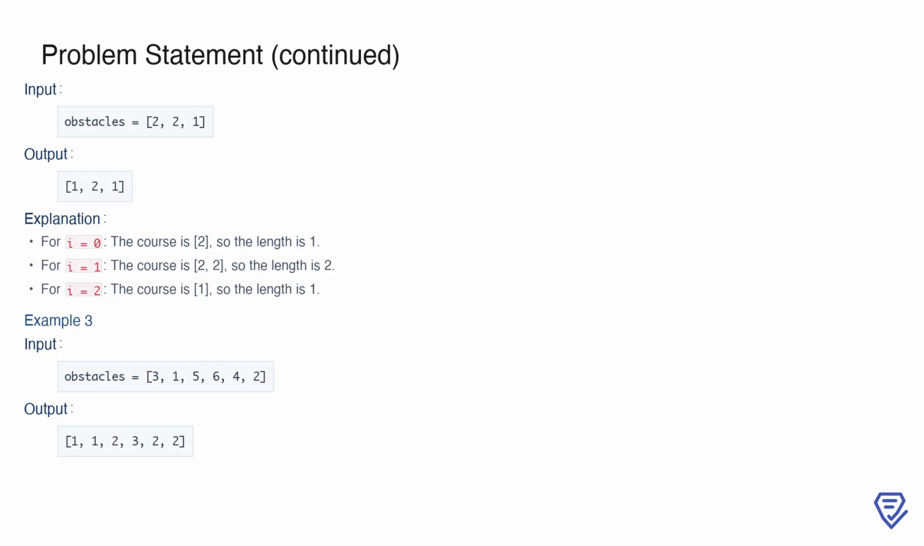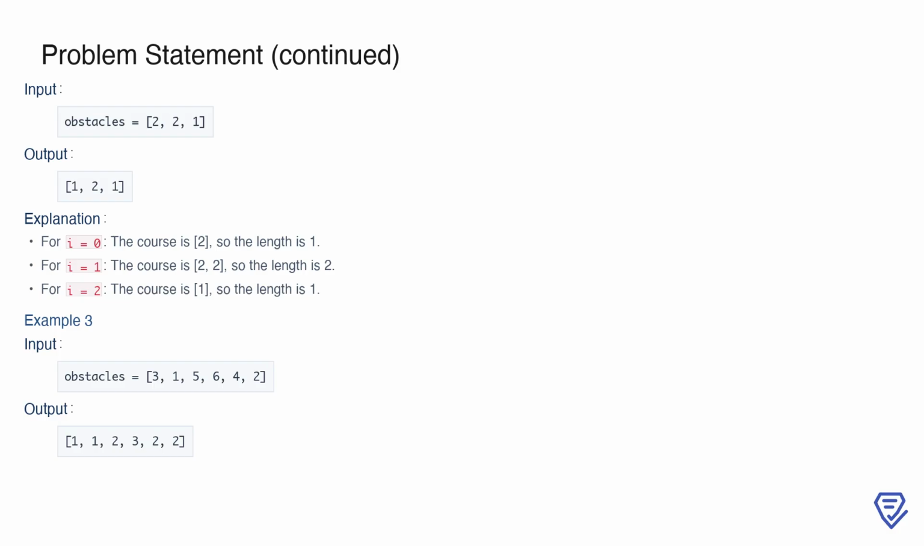length of 1. Let's also consider the third example where the input is 3, 1, 5, 6, 4, 2. The output in this case is 1, 1, 2, 3, 2, 2. For i equals 0, the course is 3 with a length of 1. At i equals 1, the course is 1, also with a length of 1. At i equals 2, the sequence 3, 5 is valid, so the length is 2.